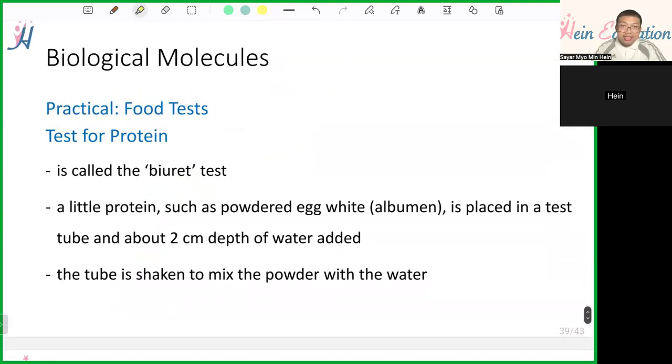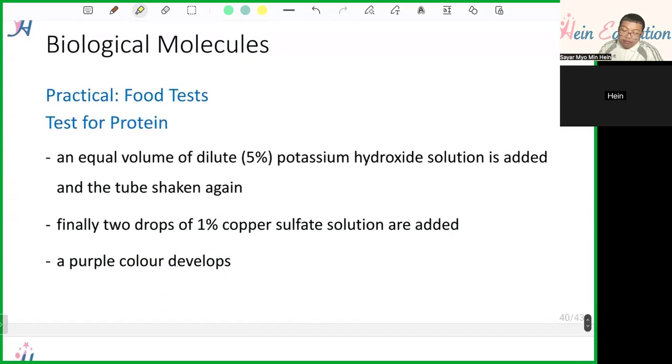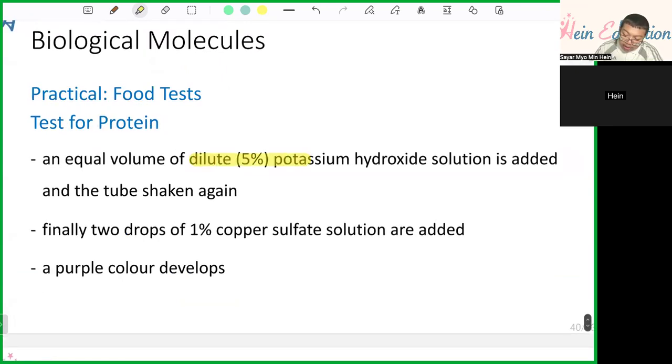Okay, so this is the food test for protein. The test for protein is also known as the biuret test. A little protein, like powdered egg white, is placed in a test tube, and we add water, making a solution of the food that we want to test, and then shake to mix the powder and the water. An equal volume of dilute 5% potassium hydroxide solution is added, and also 2 drops of 1% copper sulfate solution. This is the biuret solution.